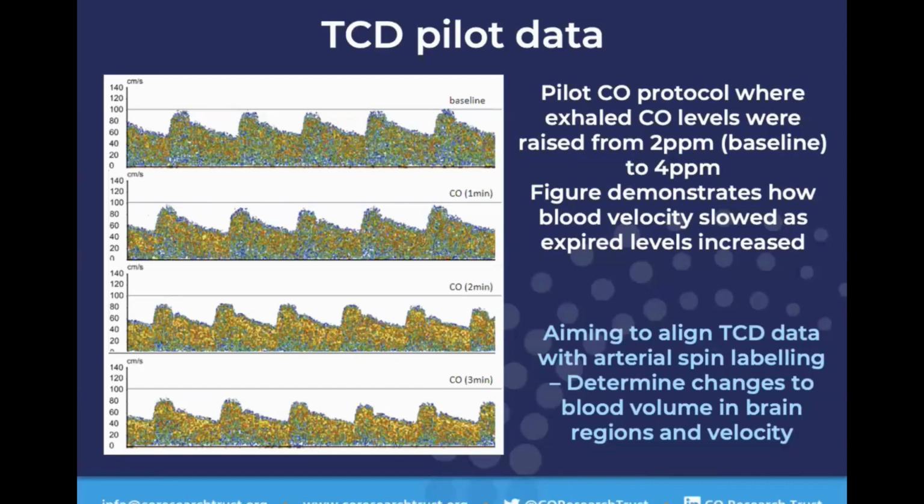We are hoping to be able to match this data with the arterial spin labeling scan data that we will obtain with the fMRI scans, so that we can calculate exactly how the cerebrovascular bed is responding.